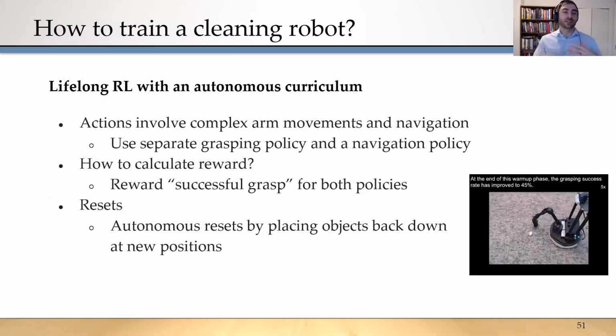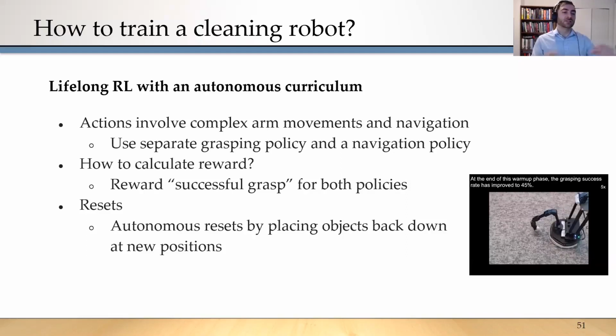So then how are these different issues addressed? The actions, in this case, do involve a lot of complex arm and navigation movements. So for this project, the policy is actually separated into two policies: one that specifically does grasping, which is shown here on the bottom right, and one that controls the overall navigation for the agent as well. And then the reward that's used for this particular robot is whether or not the robot can achieve a successful grasp. If the agent reaches out into the world, closes its hand, then picks its hand up, and then tries to close its hand again and it can't, it'll be rewarded for basically being able to successfully come up with something inside of its hand.